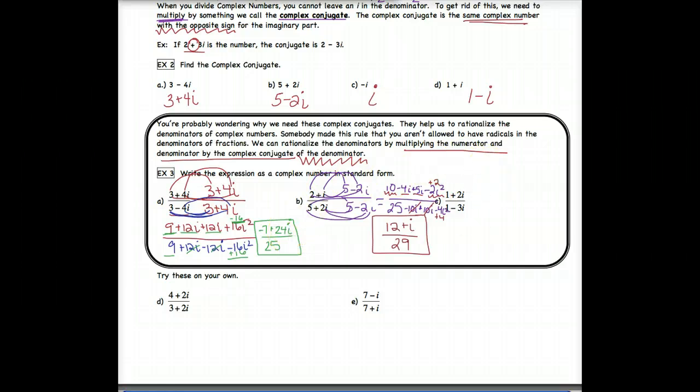All right, I'm going to walk you through just one more here. Complex conjugate on the bottom is 1 plus 3i. So I'm going to multiply by that on top and bottom. On the top, when I FOIL it, 1 times 1 is 1. Outsides, 1 times 3i is 3i. Insides, 2i times 1 is 2i.